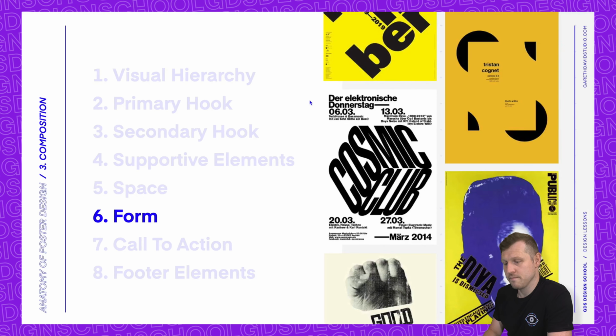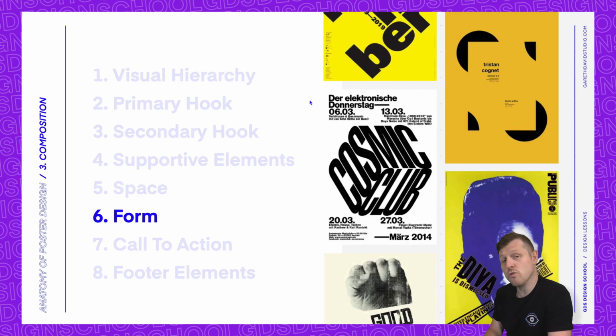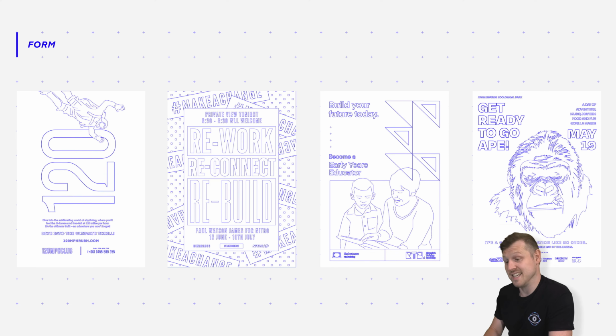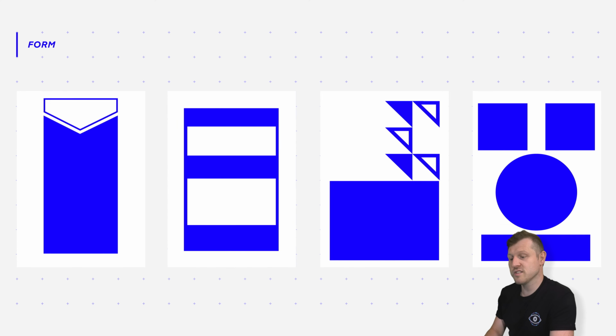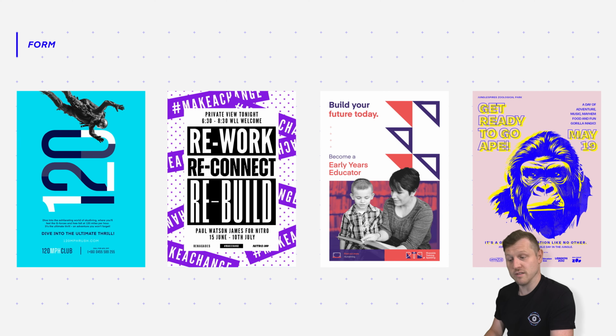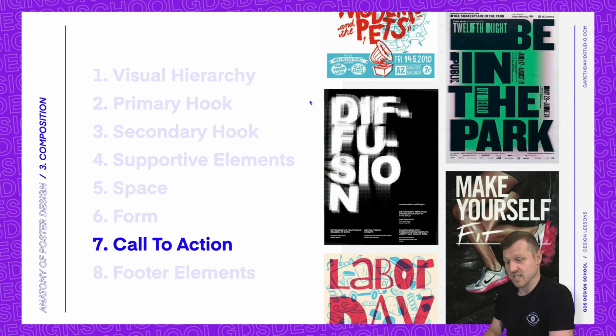Next comes form. Now this is really about how the overall visual elements are arranged together, which can suggest an idea in itself. After all, posters are seen from a distance and at first glance are seen as a whole before digesting the individual pieces. Whether through geometric precision or organic curves, form adds depth, character and even movement, creating a memorable and visually appealing composition.